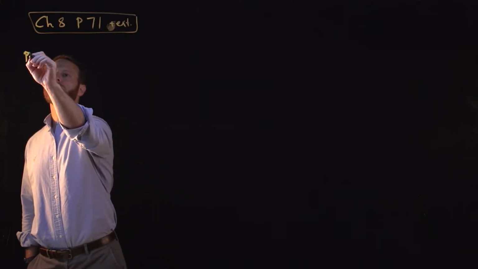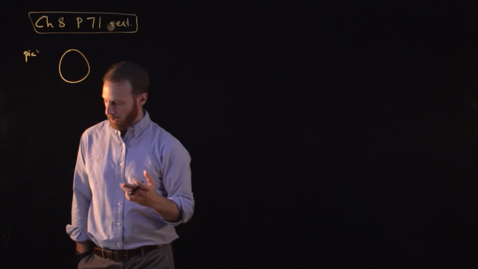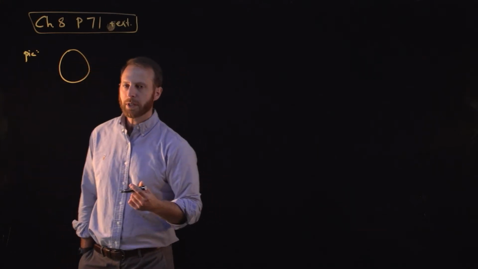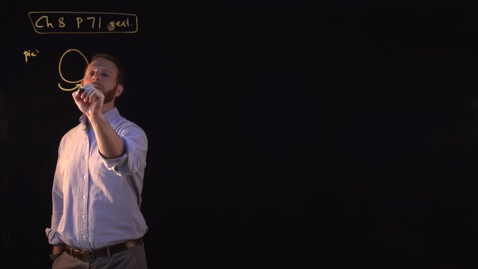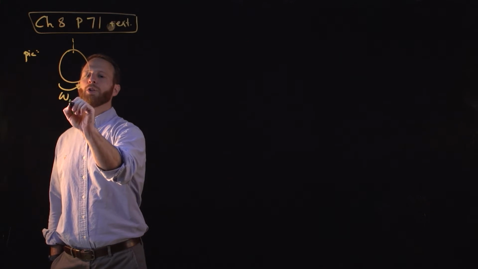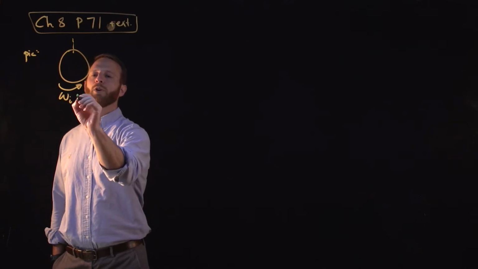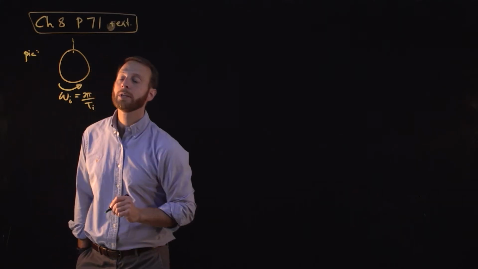So let's have a picture. You've got the sun with a rotation rate of approximately 30 days at the moment. So it's spinning around. Let's suppose this is its axis, and it's got an initial omega, which you can go ahead and write as 2 pi over the initial period.